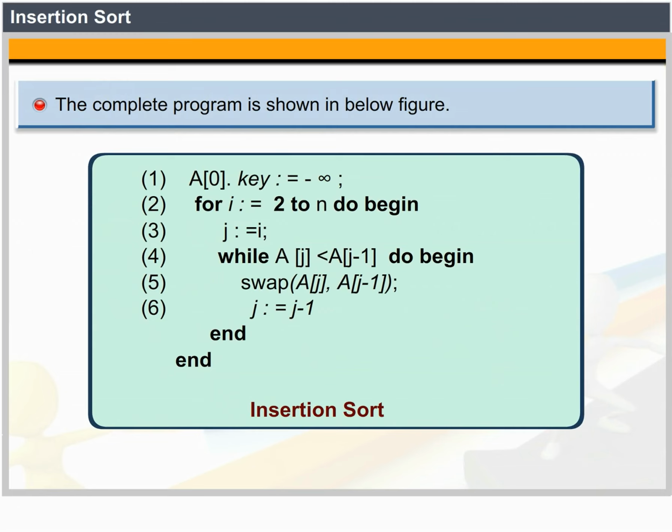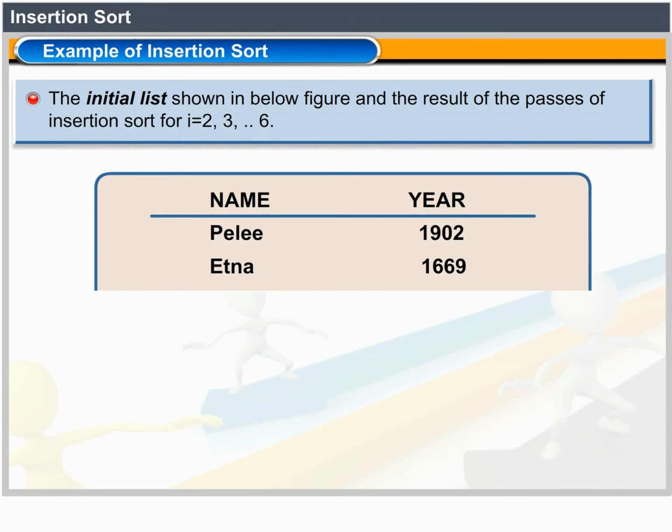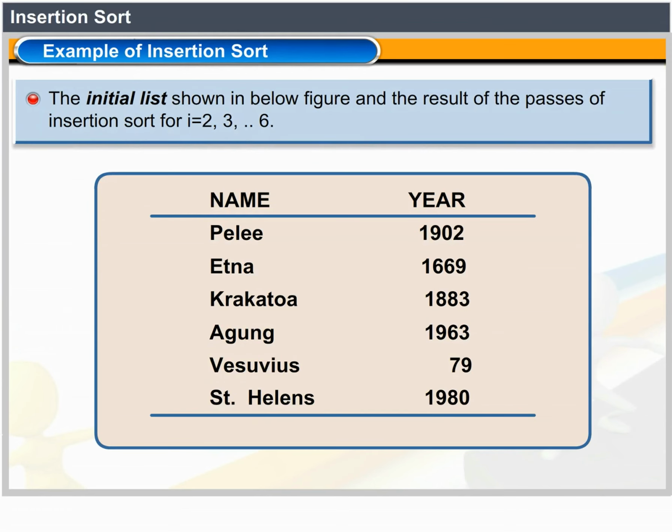Example of insertion sort. The initial list is shown in the figure below, along with the result of the passes of insertion sort for i equals 2, 3, up to 6.